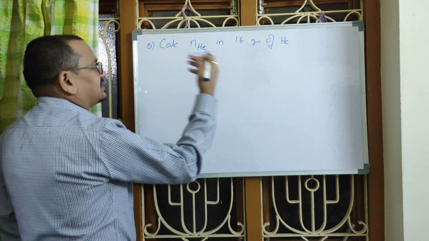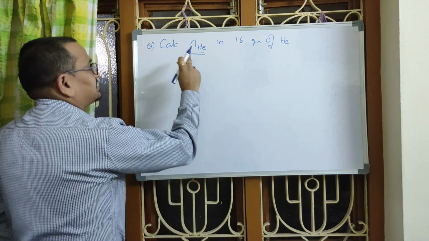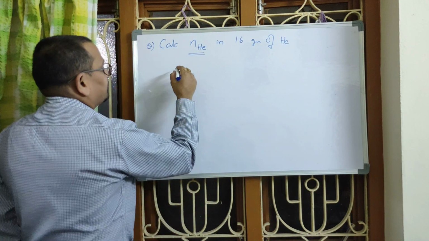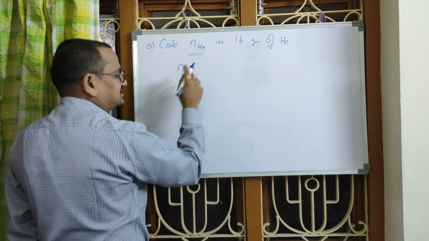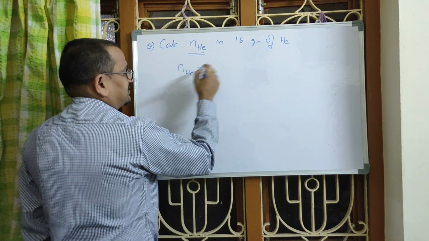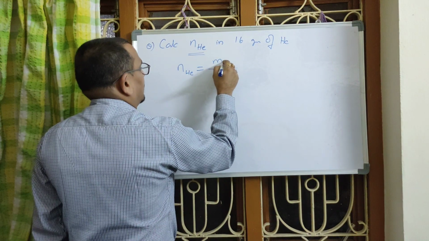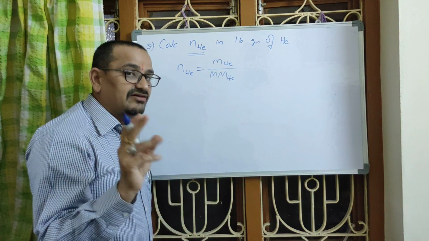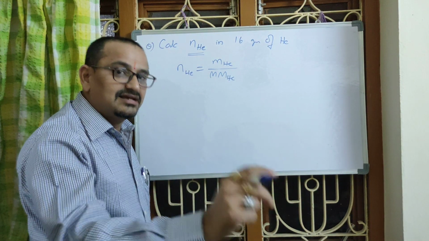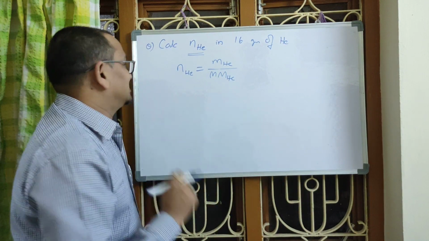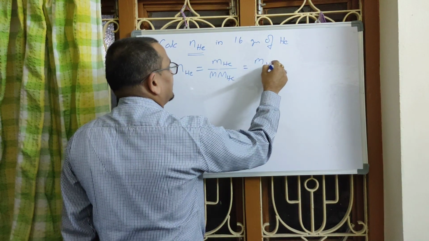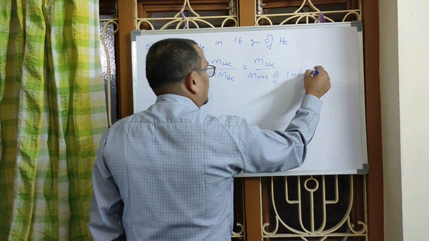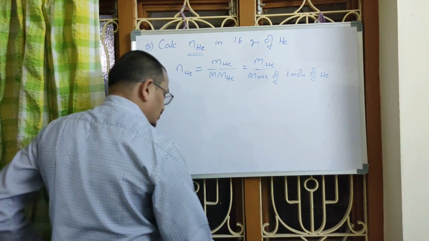Now immediately we have to go to the relation. What's the relation between number of moles, mass of the substance and molar mass of the substance? Number of moles of the substance, here helium, is equal to the ratio of mass of the substance to molar mass of the substance. What's the meaning of molar mass? Mass of 1 mole of the substance.